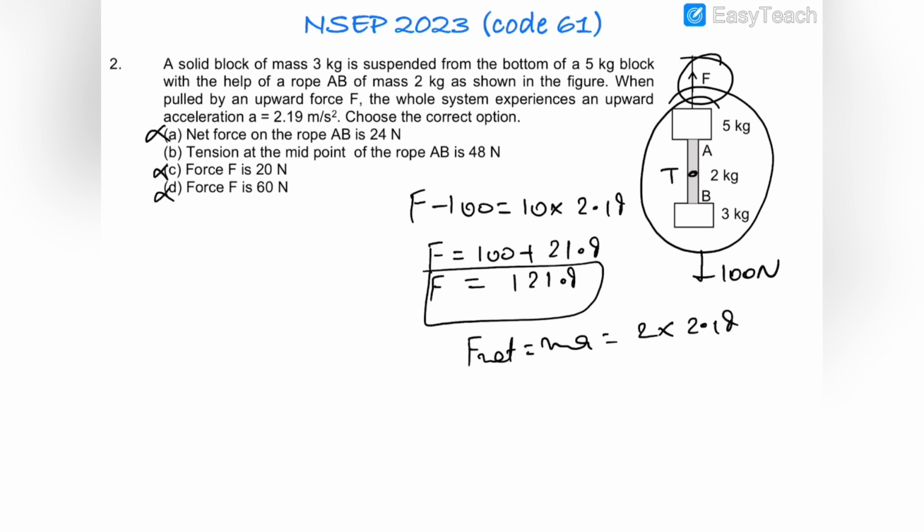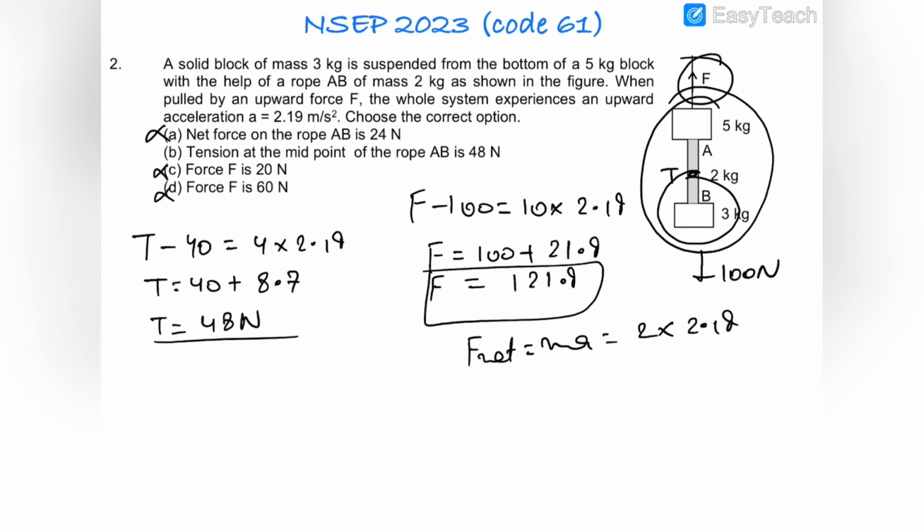And the tension at the midpoint. So we are writing the equation of the part of the rope and the block of 3 kg below this point. So T minus the total mass of this system, which would be 4 kg. So T minus 40 will be equal to 4a. a is 2.19, T is equal to 40 plus 8.7. So T is approximately 48 Newton. So the correct answer is B. Now if we use the value of g as 9.8, then it would be exactly 48 Newton. Okay, now we move on to the next question.